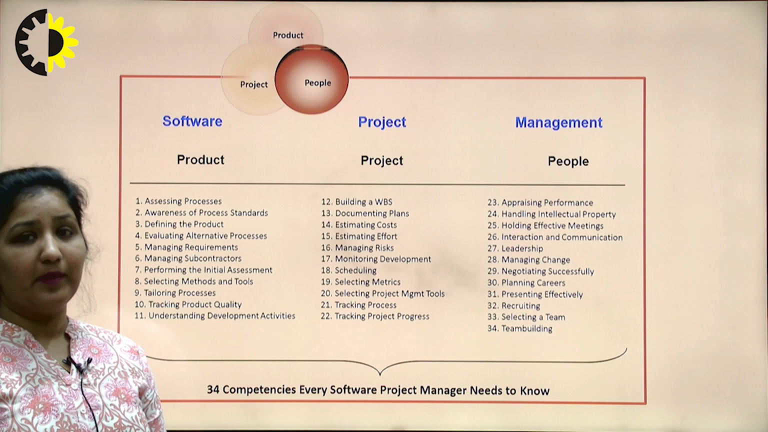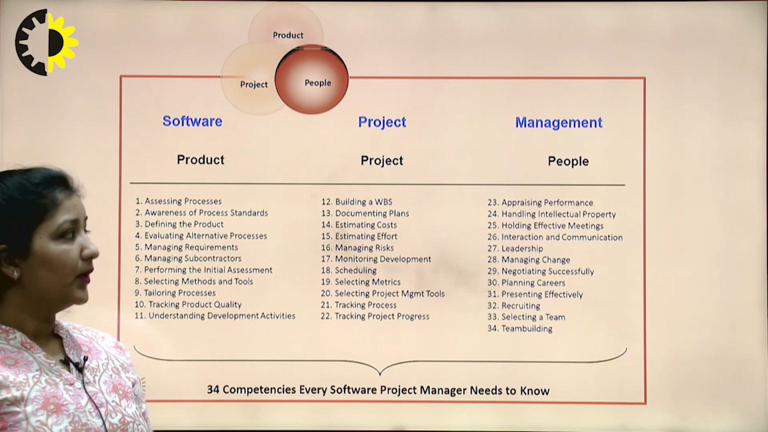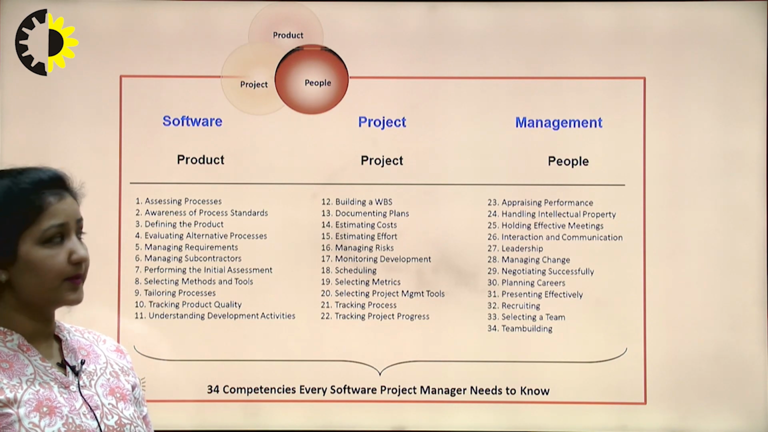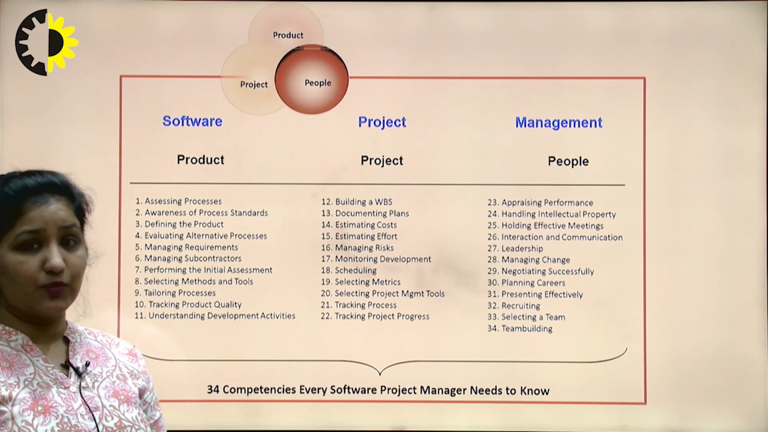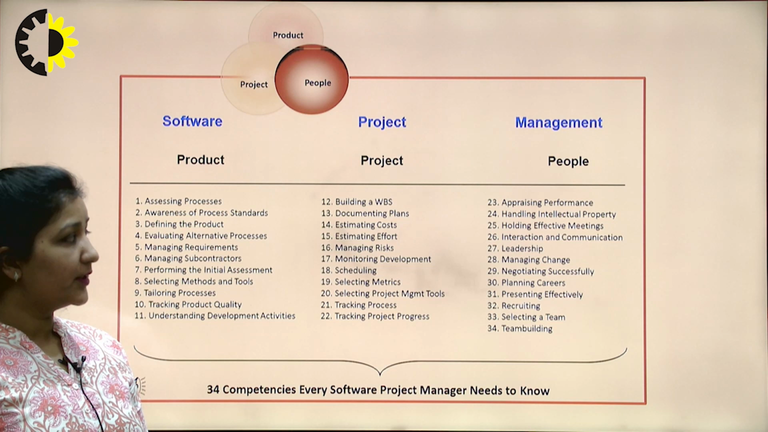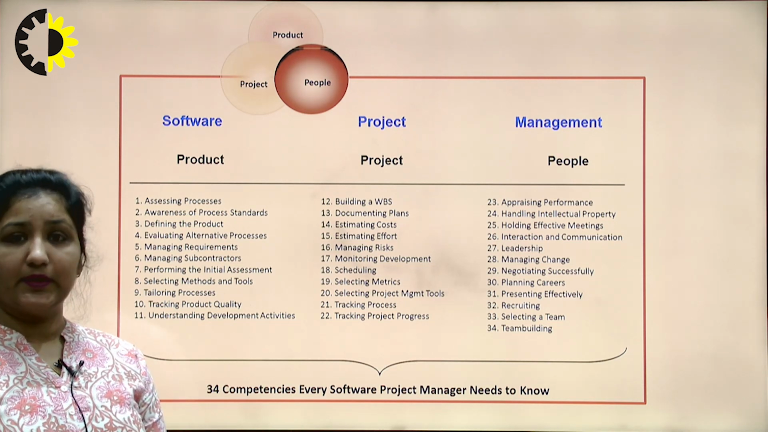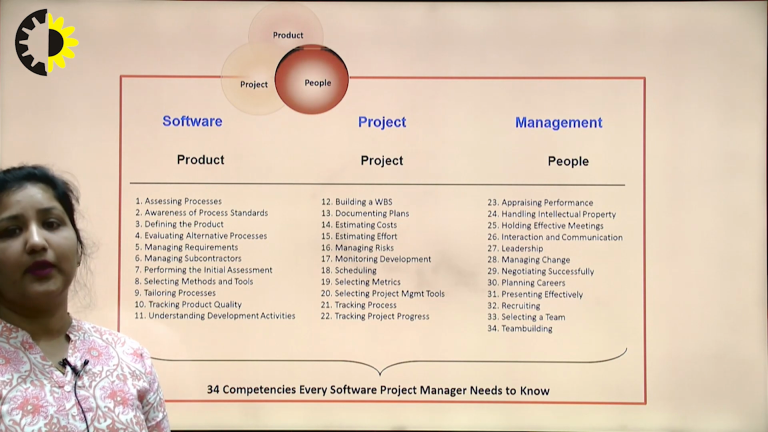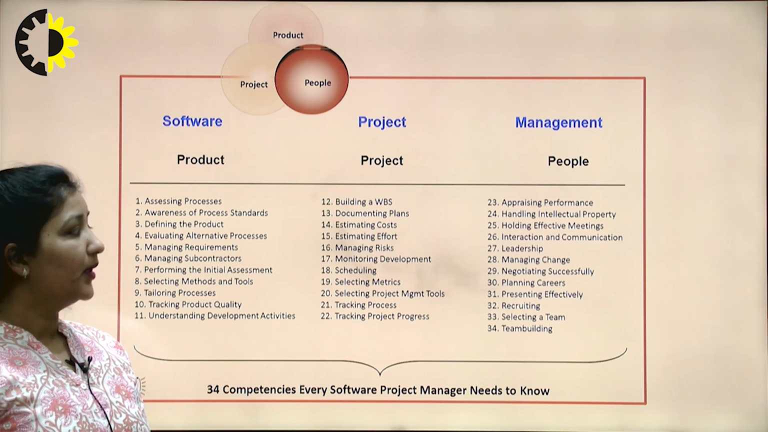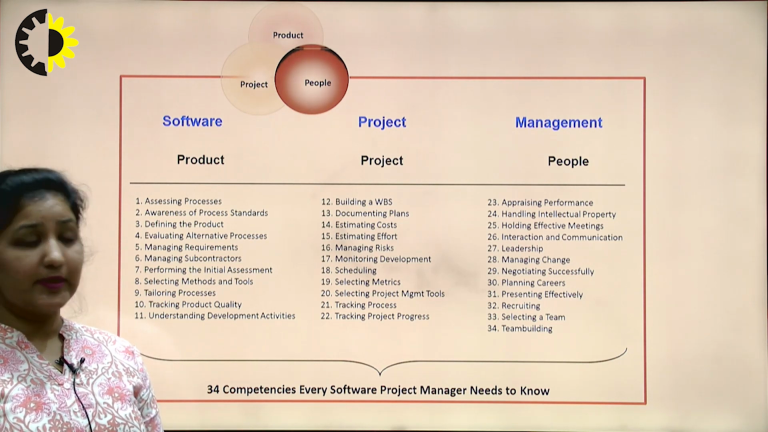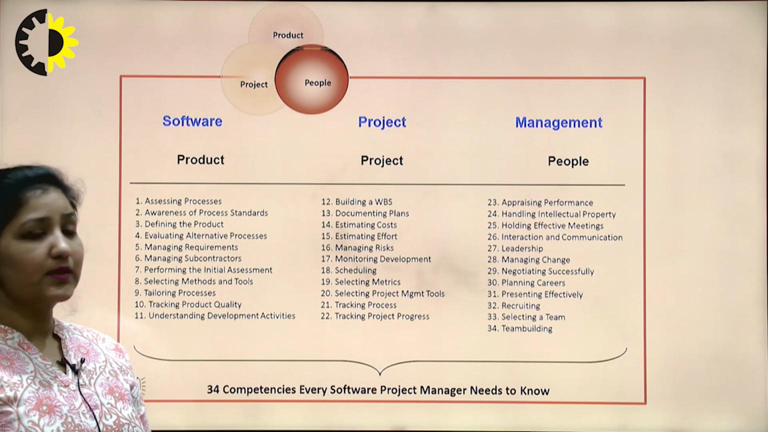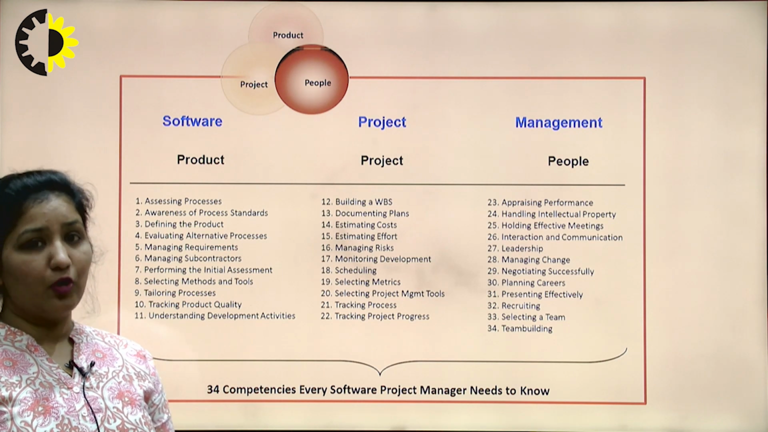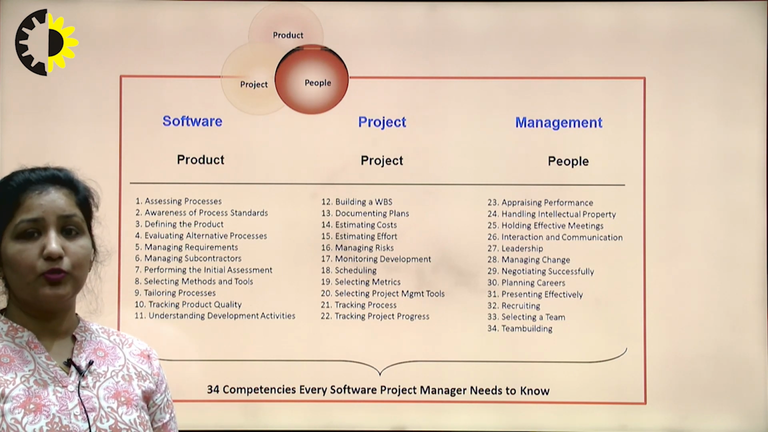Now finally, the management, that means people. Now people again have some competencies like appraising performances, handling the intellectual property, holding effective meetings, interactions and communications, leadership, managing the change, negotiating the things successfully, planning the careers, presenting effectively, recruiting, selecting a team, and finally team building. So these 34 competencies make up software project management.